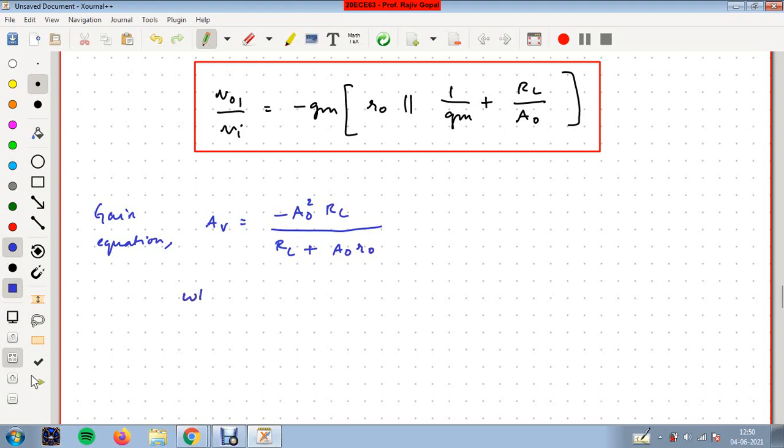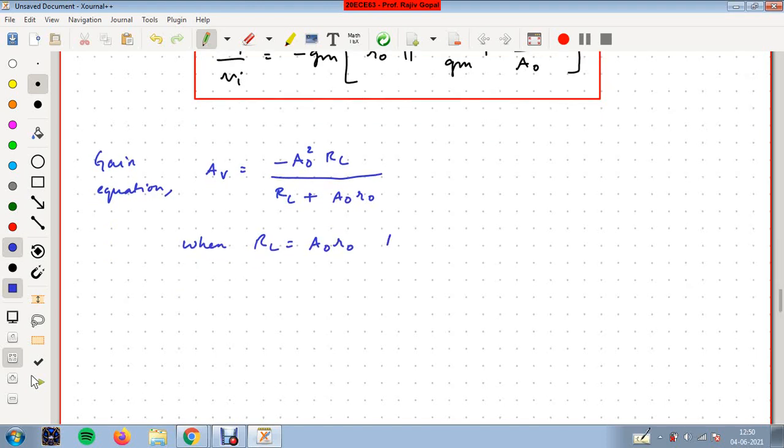So when RL is a sufficiently large value, which is say A naught times R naught, then AV becomes minus A naught square by 2.